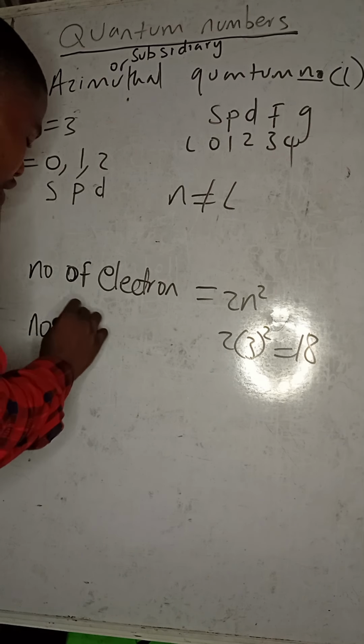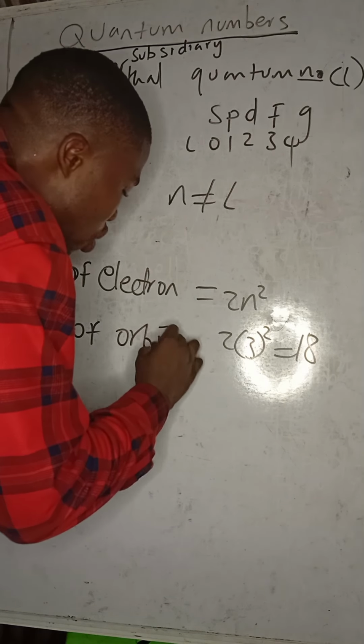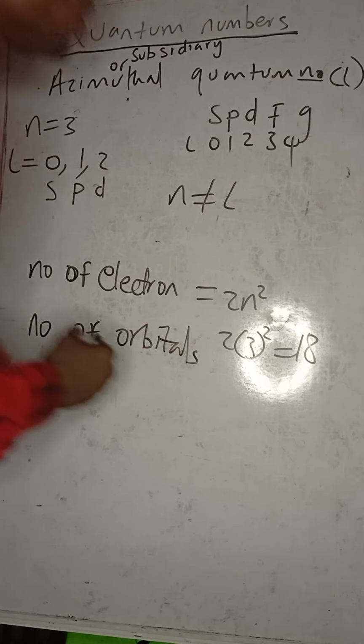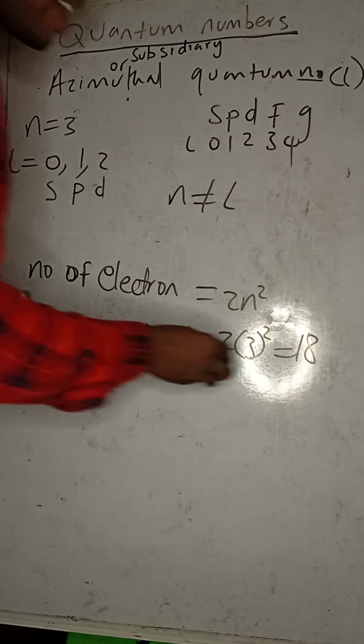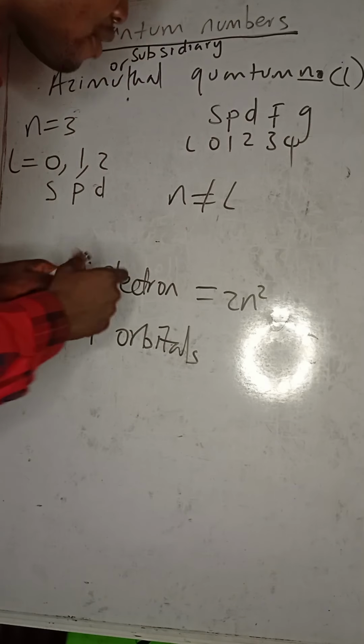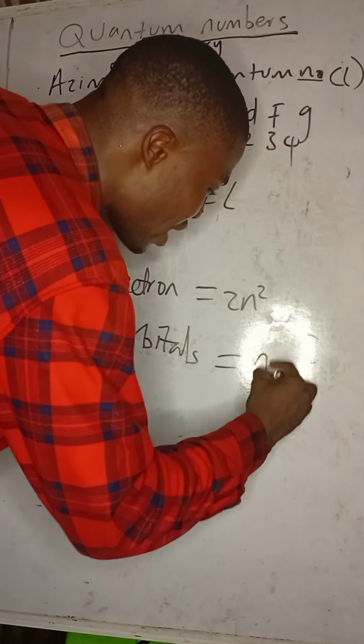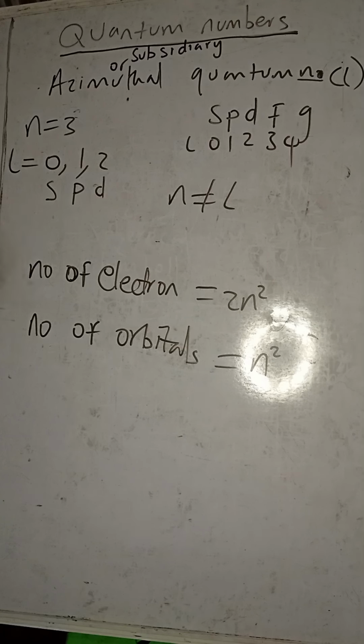Okay, now what about the number of orbitals for a value of n? Orbitals are regions in the subshell where you can find electrons. Yes, there are also regions in the subshells where there is no possibility of finding an electron. Those regions are called forbidden regions for the atom. So a forbidden region is a region in the atom where there's no possibility of finding an electron. In between the forbidden region and the orbital, there's what we call a nodal plane.